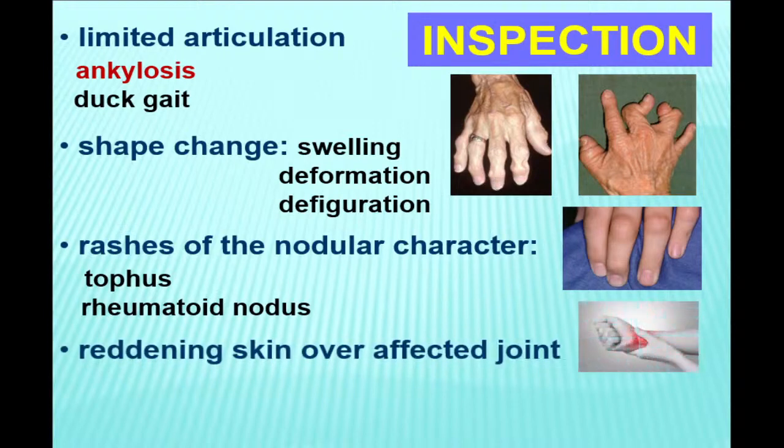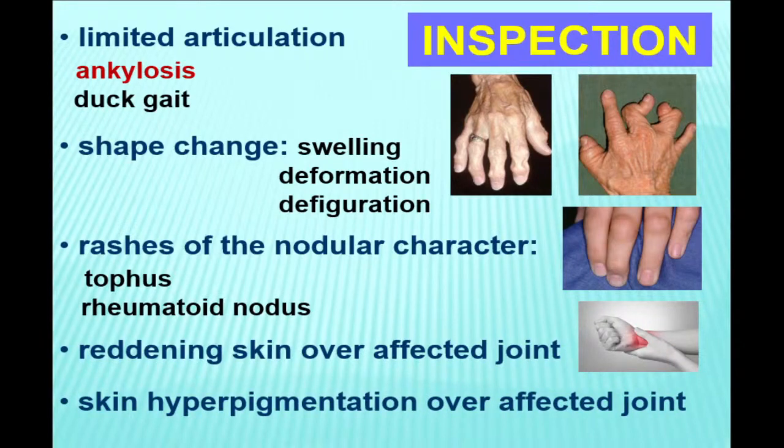We can see reddening of the skin over affected joints, which indicates an inflammatory process, and sometimes skin hyperpigmentation may form over affected joints. It is more characteristic for rheumatoid arthritis and is a very bad prognosis for the patient because it indicates deep, significant destruction of the bone and joints.